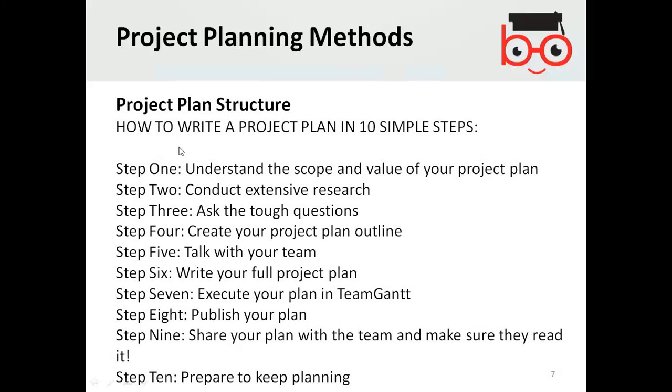Project plan structure: how to write a project plan in 10 simple steps. Step 1 is to understand the scope and value of your project plan. As explained earlier, the project plan is basically part of project management. If you plan to create a project, then you should carry out certain steps. The first step is to understand the scope of your project, that is, what the boundaries of your project are and what will be included in the project and what will not be included.